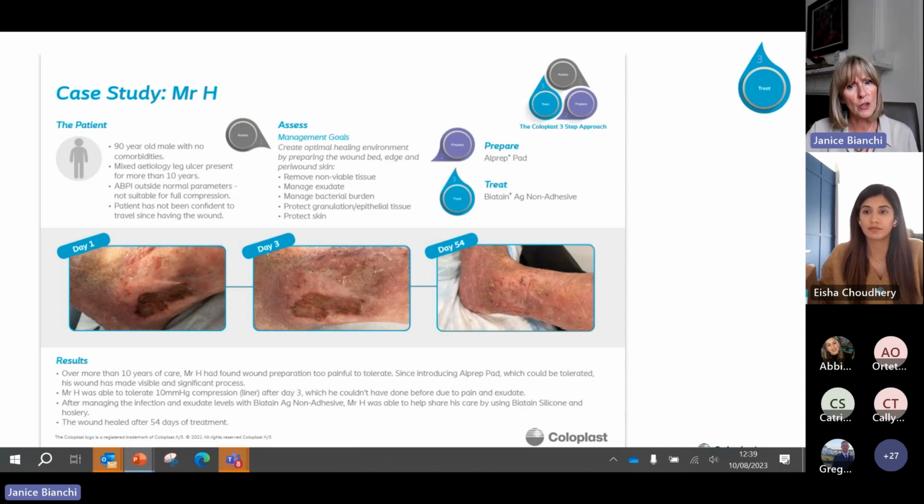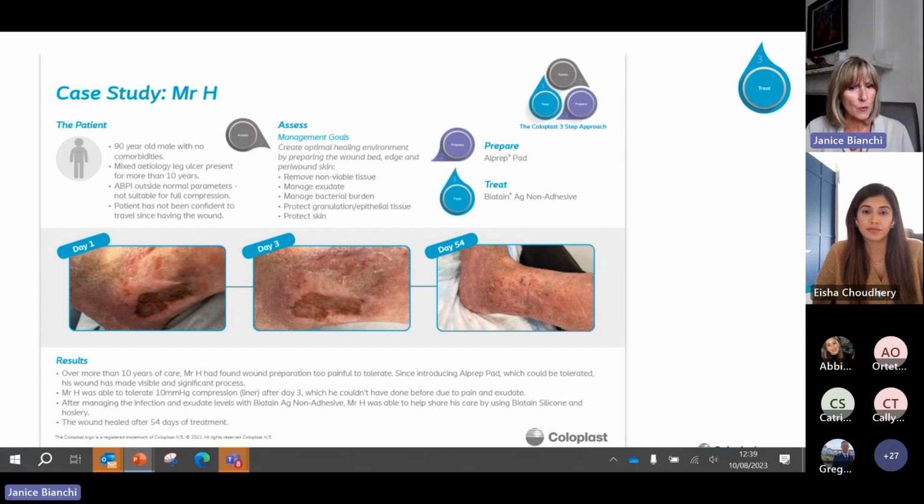They assessed the wound using the triangle of wound assessment, and they recognised the management goals were to remove non-viable tissue, manage the exudate, manage the bacterial burden, protect the new granulation tissue, and protect the skin. And for this, they used Oprep pad, and they treated the wound with Biatain Ag non-adhesive.